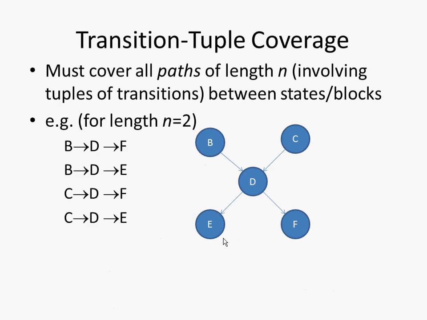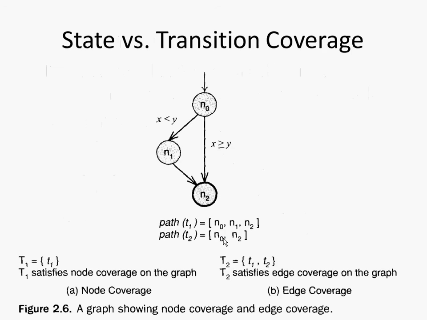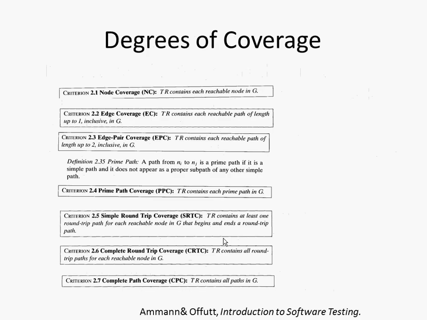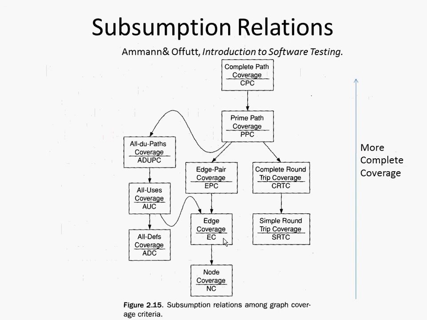So to go back to our hierarchy here, what we've just talked about is node coverage, state coverage. We've talked about edge coverage, or transition coverage. Edge pair coverage we just talked about. And in fact, that can be extended up to tuples, n tuples. So you have not only pairs of edges leaving, but threesomes, foursomes. Tuples in general, n tuples.